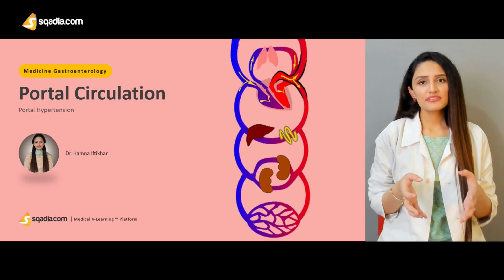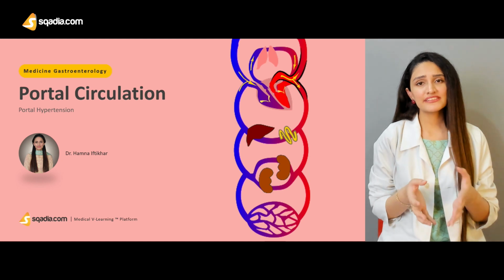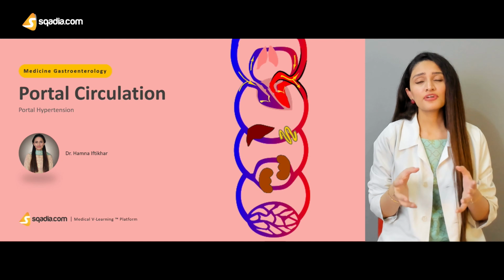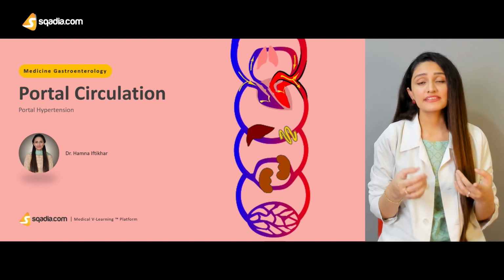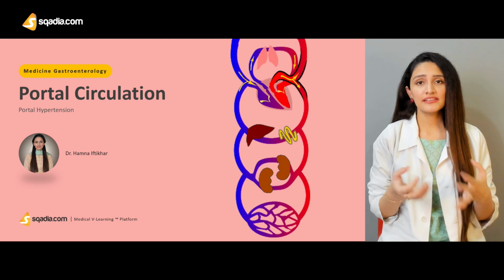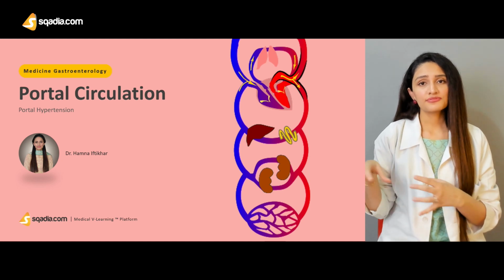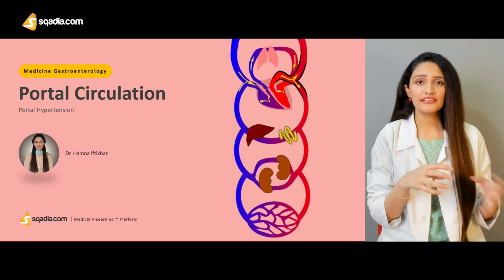Now, coming to the section of the portal circulation. The portal venous system drains all the blood through capillaries from the different digestive organs such as the esophagus, the stomach, small intestine, large intestine, the spleen, and pancreas. These are all the organs from where the blood drains into the portal vein and into the liver.